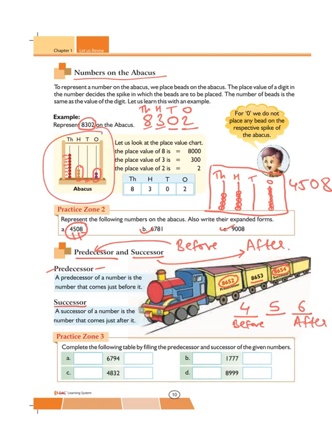So we will do one example. We have the number 6794. One number before it will be 6793 and one number after it will be 6795. Okay, so you do B, C and D as homework.